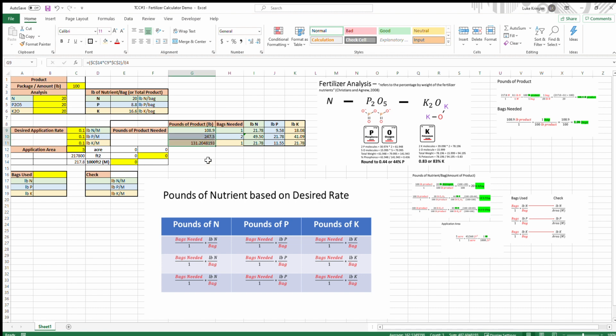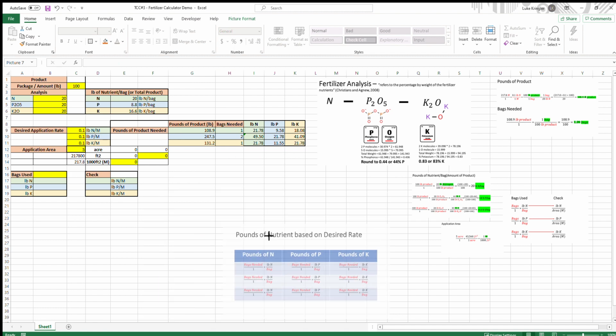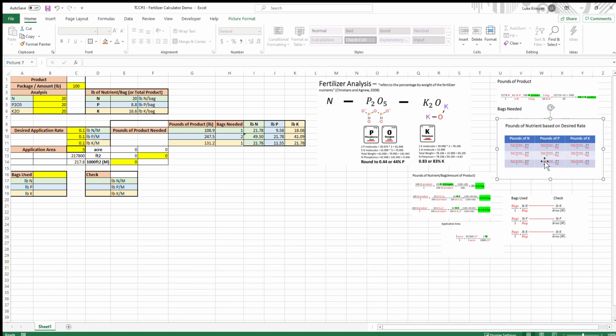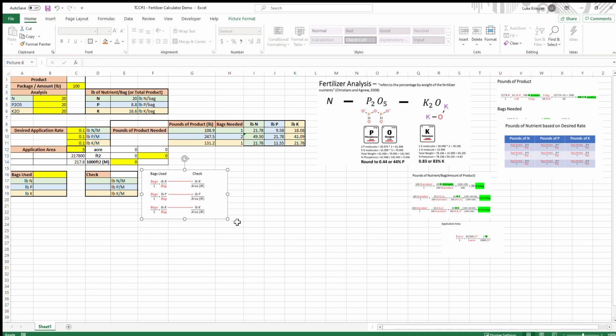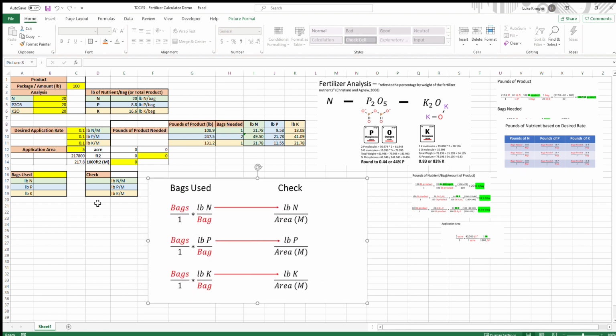Just to clean some things up, we can use these two keys to change the number of decimal places. So we can get that down to just 1 decimal place for Excel to show us. Okay, so that's how we do this pounds of product and bags needed table. Now we'll move on to our bags used and our check.